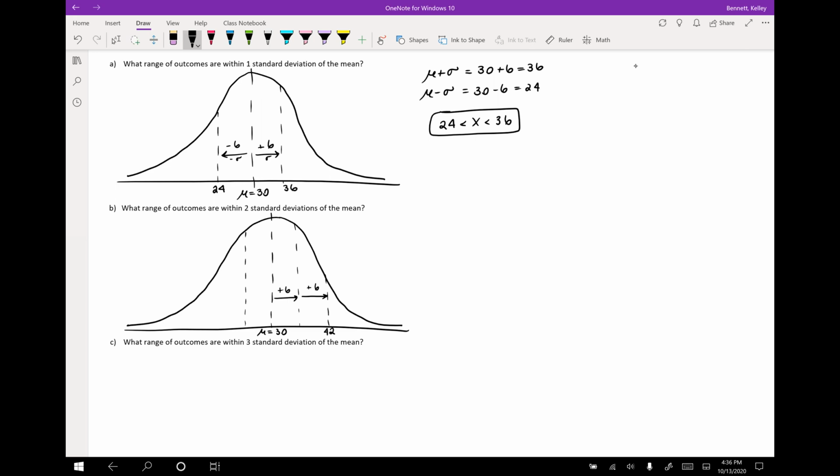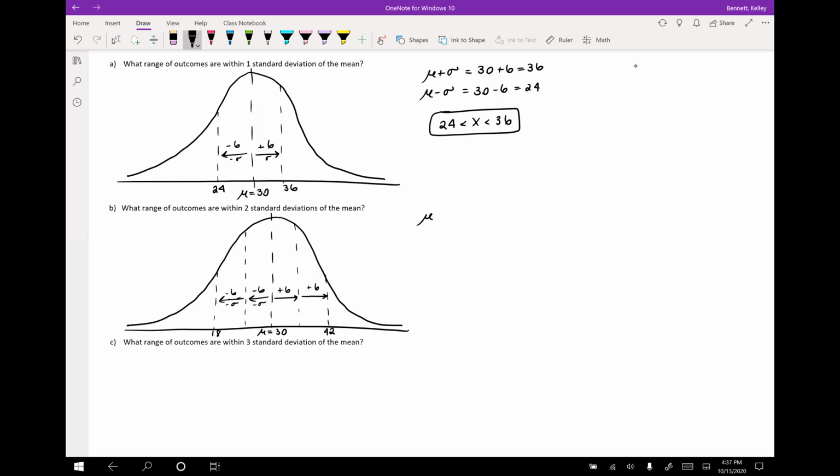Similarly, I can go back as well. So I can go back 6, right? So that's minus sigma, and back another 6, minus another sigma. So if I'm at 30 and I go back 6, that puts me at 24. If I go back another 6, that's going to put me at 18. Right? So 18 to 42, that's the range of outcomes that are within 2 standard deviations of the mean.